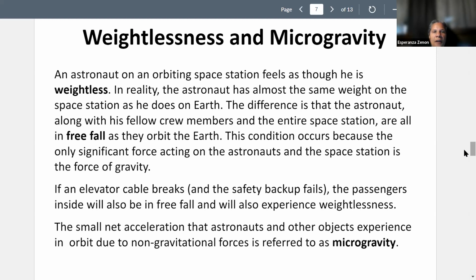Okay. Another example is this idea of microgravity, and that is when astronauts and other objects are in orbit motion. They feel some small accelerations that are not associated with gravity. Okay, and they call that microgravity. So these are two other scenarios where this idea of gravitation comes into play, because the force that we're dealing with is gravity.